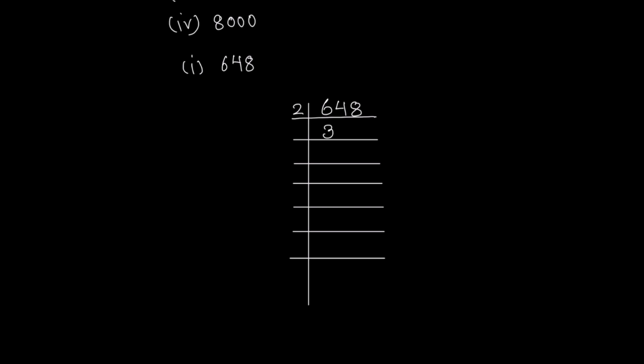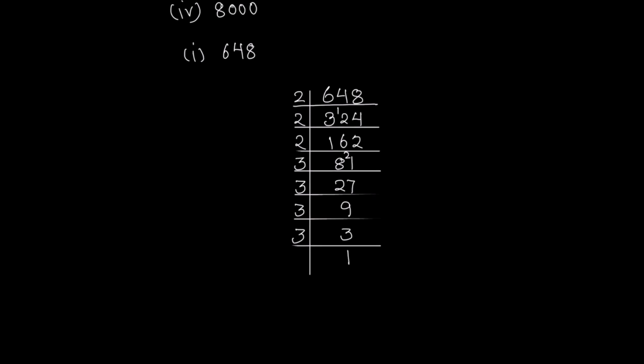2 times 3 is 6, 2 times 2 is 4 and 2 times 4 is 8. Again we'll use 2, 2 times 1 is 2, 1 is remainder, this becomes 12. 2 times 6 is 12 and 2 times 2 is 4. 2 times 8 is 16, 2 times 1 is 2. Now 81 is an odd number, it is not divisible by 2, so we'll divide it by the next prime number 3. 3 times 2 is 6, 2 is remainder, this becomes 21, 3 times 7 is 21. 3 times 9 is 27, 3 times 3 is 9 and 3 times 1 is 3. So the number is fully divided.